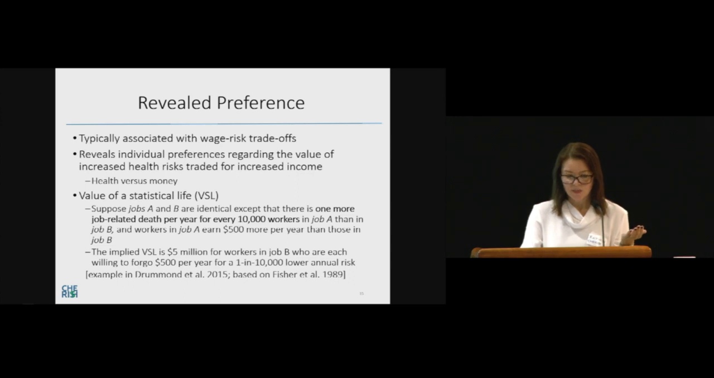And here's a good example of that, a simple example. Suppose you're comparing two jobs, A and B, which are identical except that job A has a higher risk of death on the job than job B, but workers in job A earn $500 more per year. Well, using what's called the Jones-Lee approach, you can get the implied value of a statistical life of $5 million. Why? This is also related to an expected value calculation, which Dr. Linus mentioned. Basically, workers in job B are willing to forego that $500 of extra money per year to avoid this 1 in 10,000 risk of death on the job. So we can translate that into the value of a statistical life.